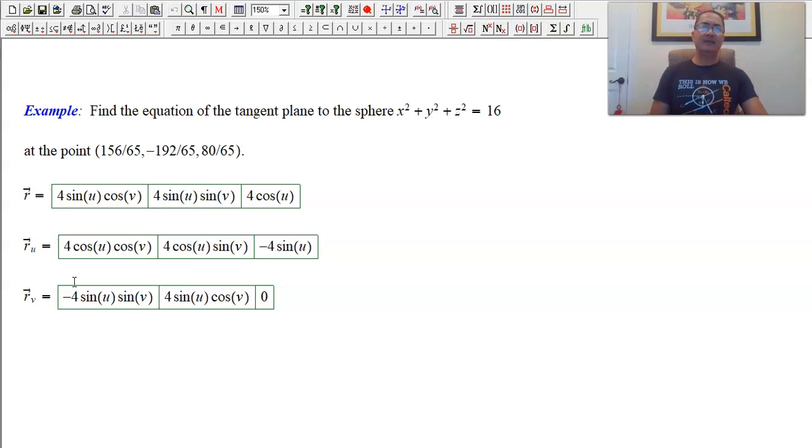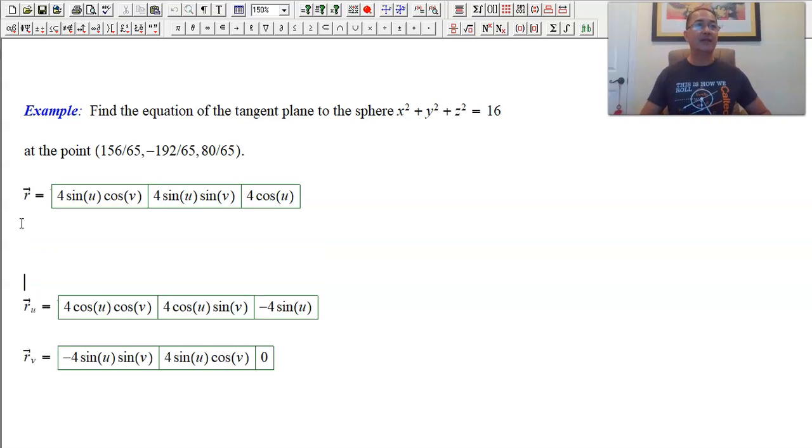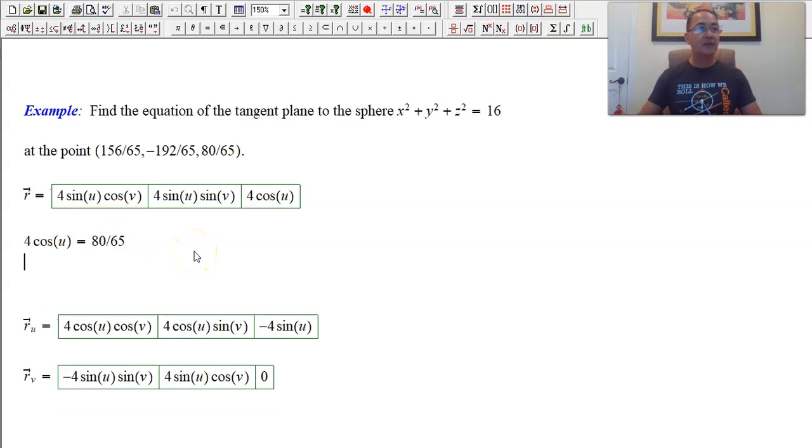Okay, but wait a minute. Who is the u0? Who is the v0? Okay, so this is where your trigonometric skills come in. Hopefully you'll know what to do. Okay, we need to solve for u and v. I do believe that the z coordinate is simplest because we have one variable. So 4 cosine u must be 80 over 65.